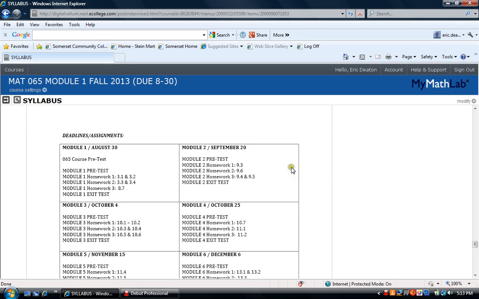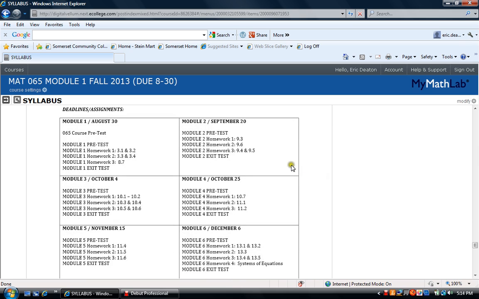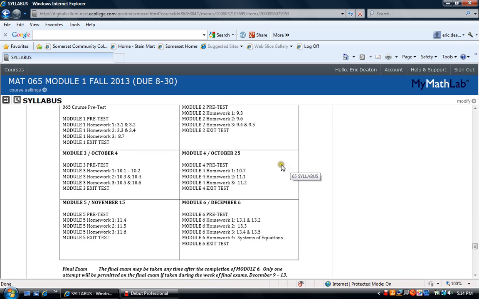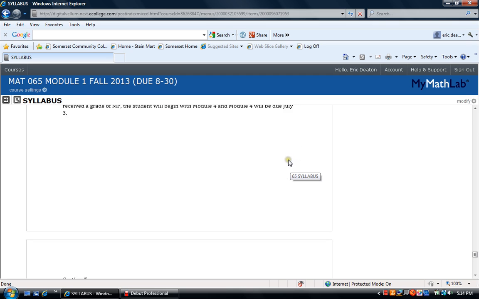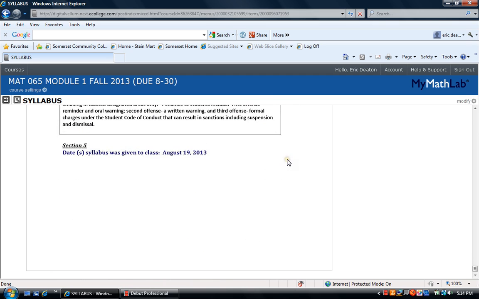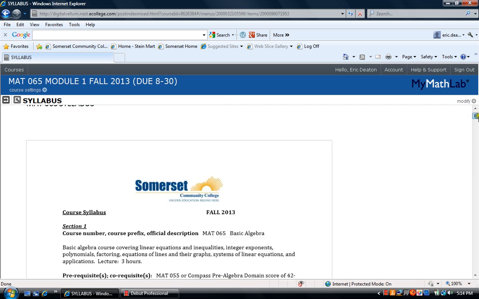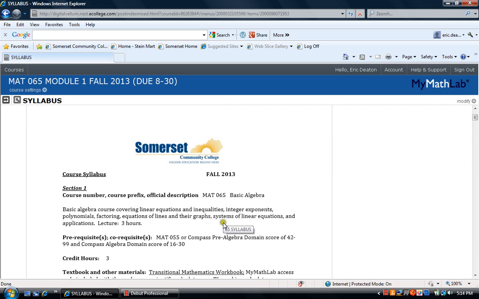Now here are the due dates for each module. 085 will be slightly different. If you have any questions, just be sure to ask your instructor. That's what we're here for. You won't see any lectures in the classroom, but your instructor and whoever else is in there with your instructor can provide you with any help that you need. Just be sure to ask.